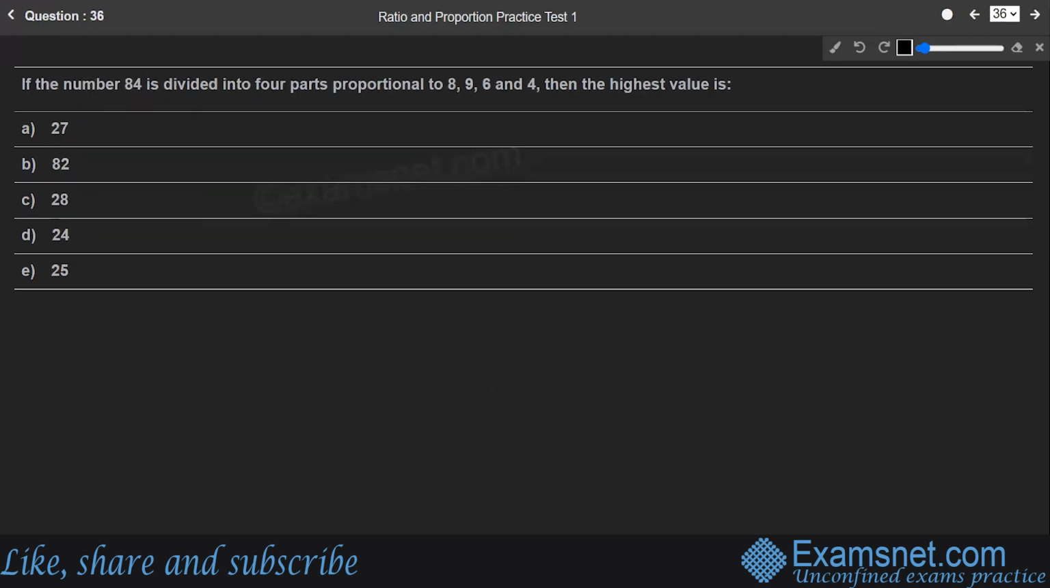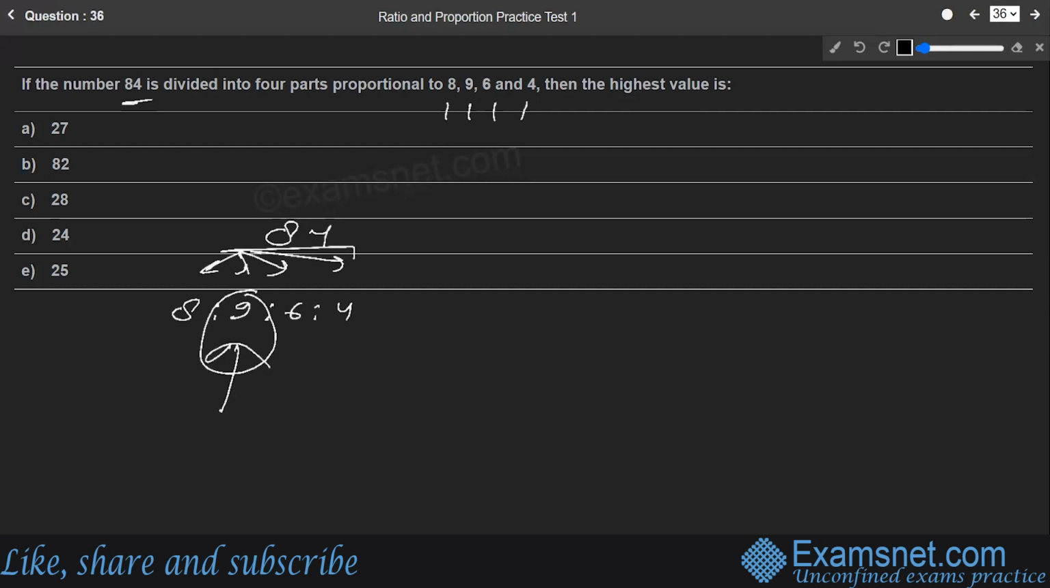Now, in the next question, they say if the number 84 is divided into four parts proportional to 8, 9, 6, and 4, then the highest value is. Okay, so they have given the ratio. The ratio value is 8, 9, 6, and 4. So the number 84 has to be distributed between 8 is to 9 is to 6 is to 4, and they are finding out the highest value. Obviously the highest value will be the part that has got the highest share, which is 9.